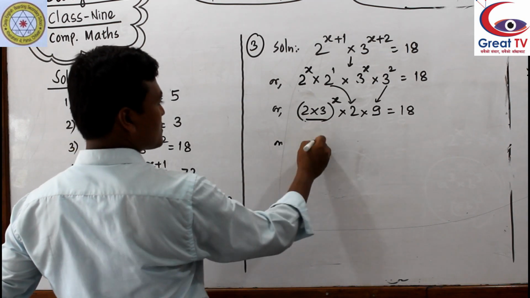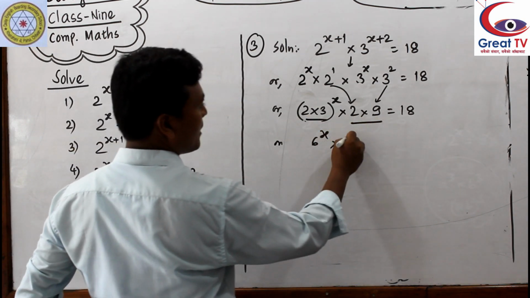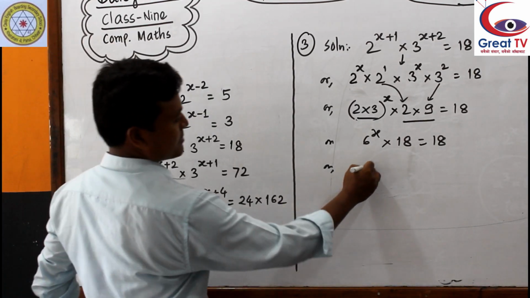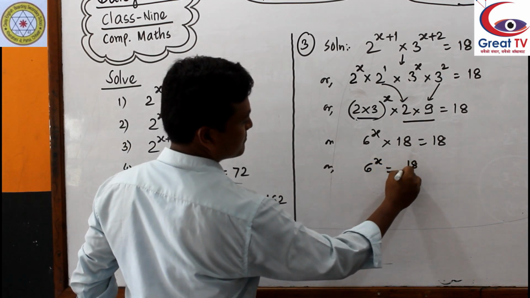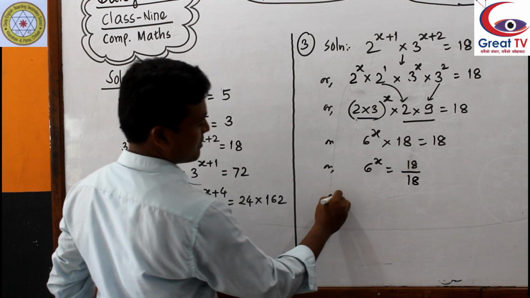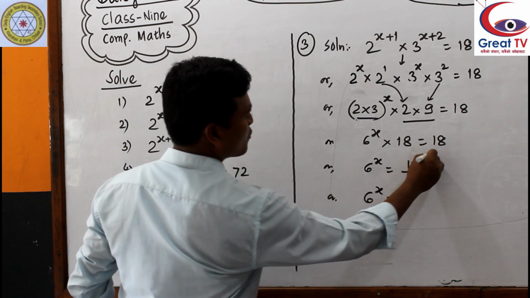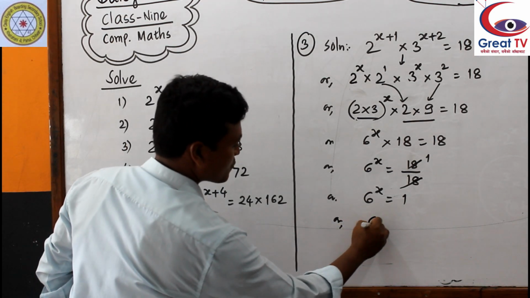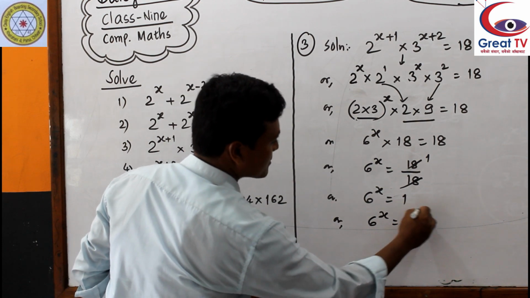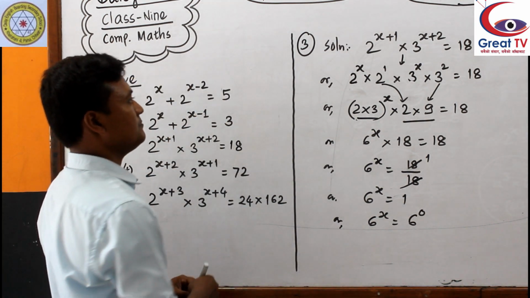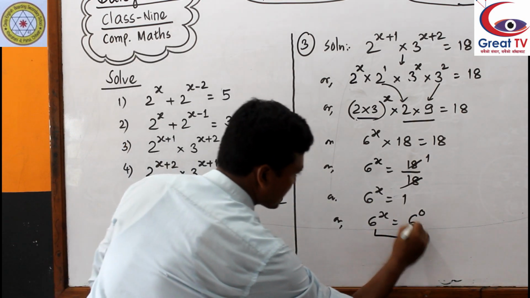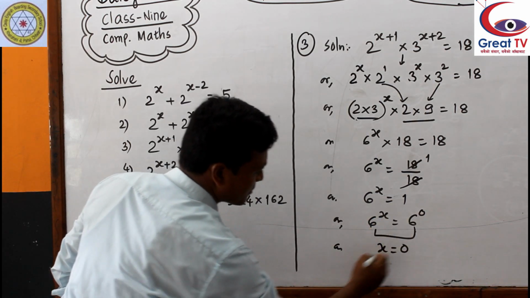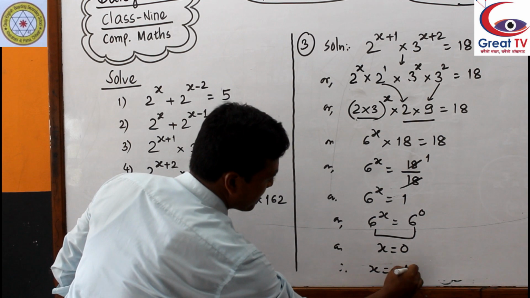Well, this is 6 to the power x times 2 times 9, which is 18, equals 18. Then after this, 6 to the power x equals 18 divided by 18, which is 1. Then it is very simple to solve. 6 to the power x equals, in the place of 1, we can write 6 to the power 0. Then the bases became the same. If the bases are the same, the powers are equal, that is x equals 0. Therefore x equals 0 is the answer.